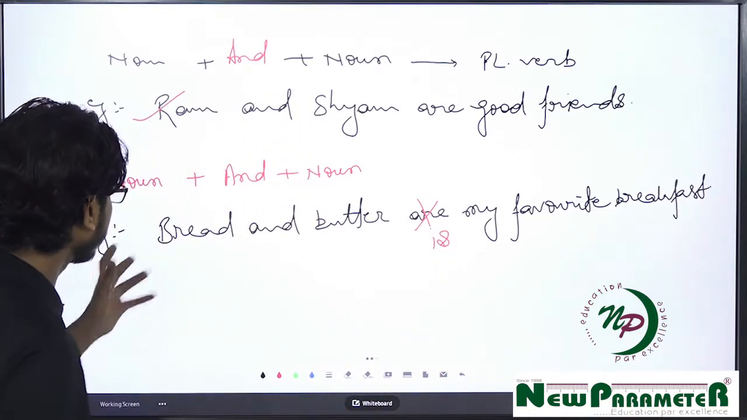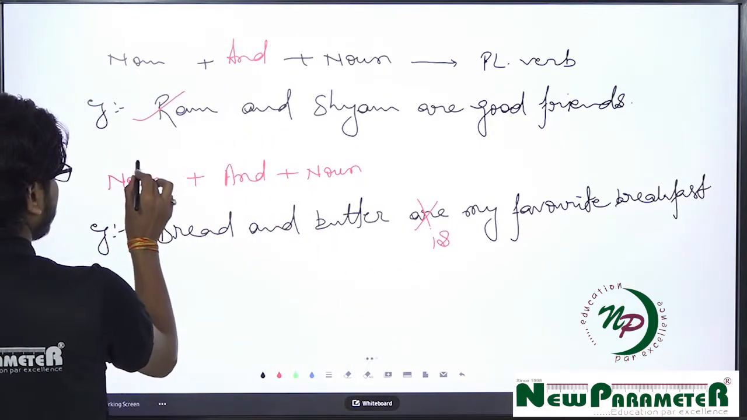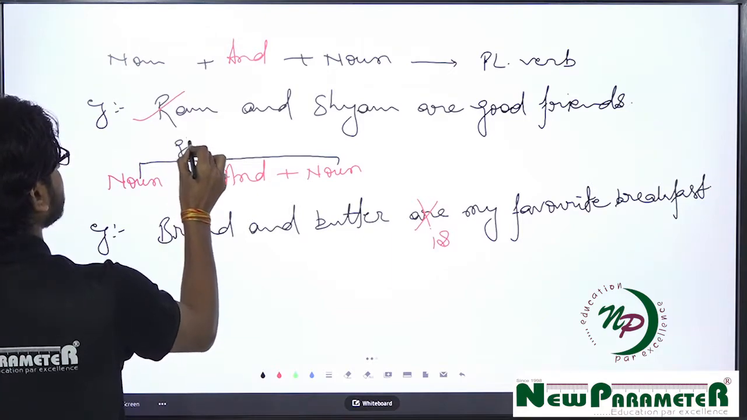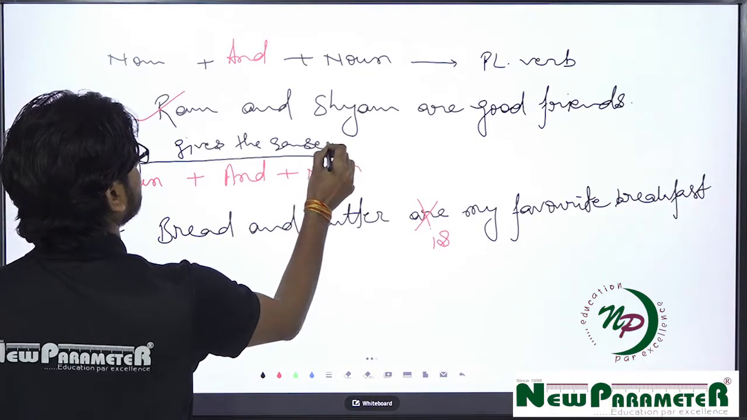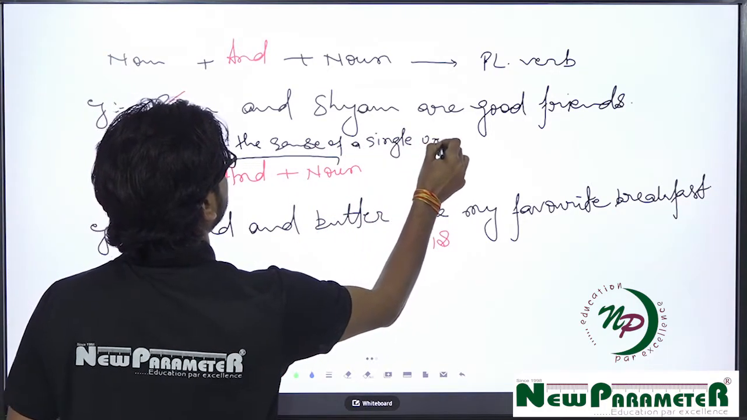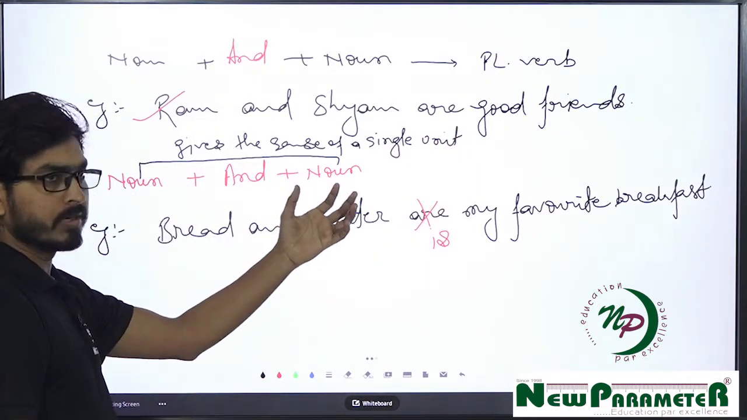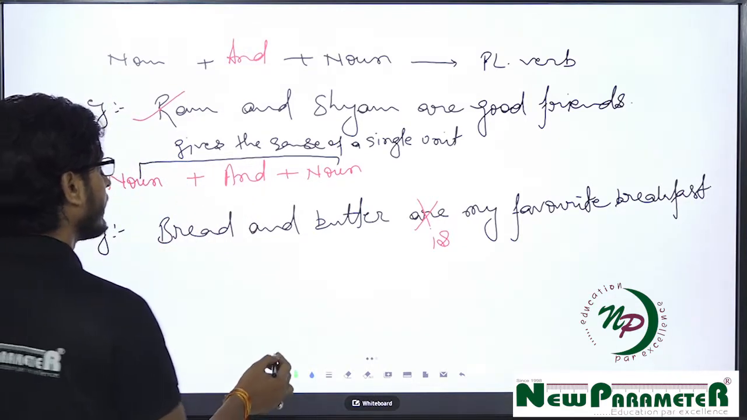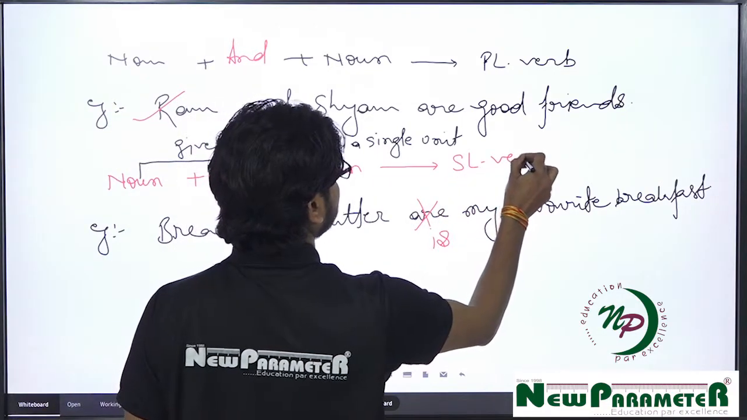So we can write one rule. If these two nouns give the sense of a single unit, अगर ये noun और ये noun अगर ये single unit का sense देते हैं, if it gives the sense of a single unit, we must go for a singular verb.